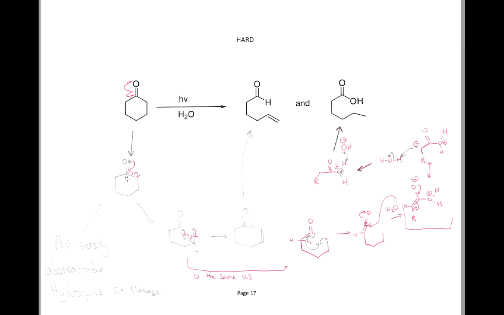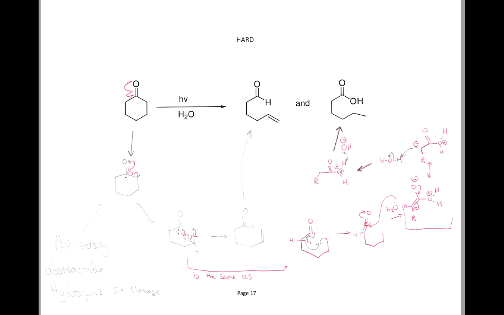Notice in this case there's really no easily abstractable hydrogens, so that encourages the likelihood of cleavage. So we're going to get a cleavage reaction at this position, reforming our CO double bond but breaking this bond, and that would then give us this diradical intermediate where we've got cleavage and we've done ring opening.